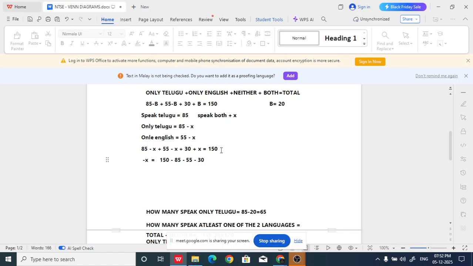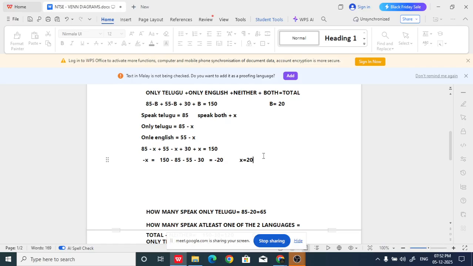So how much are you getting? Minus x is equal to 150 minus 85, because 85 that side goes, and minus 55 minus 30. So how much are you getting? Sir, minus 20, sir. X is equal to 20, sir. Yeah. So minus 20 you are getting. So minus x equal to minus 20 means x is equal to 20. So people who speak both is 20.